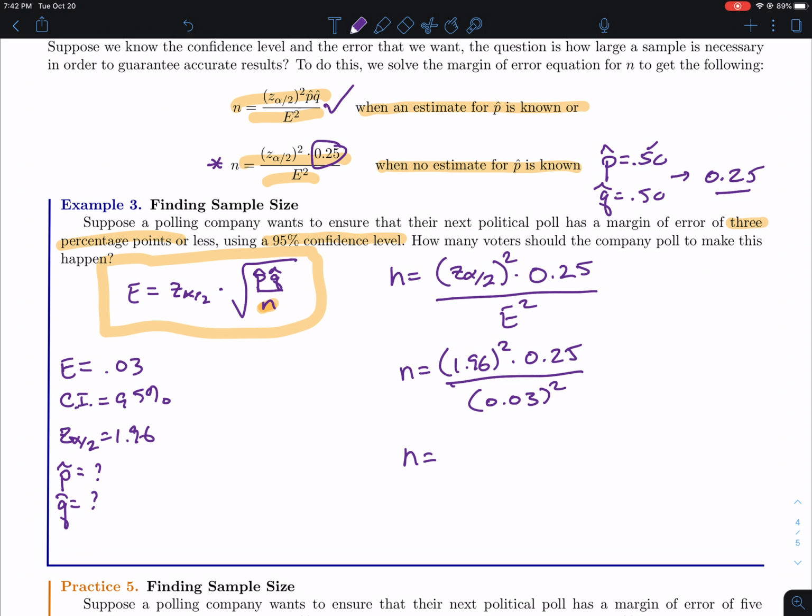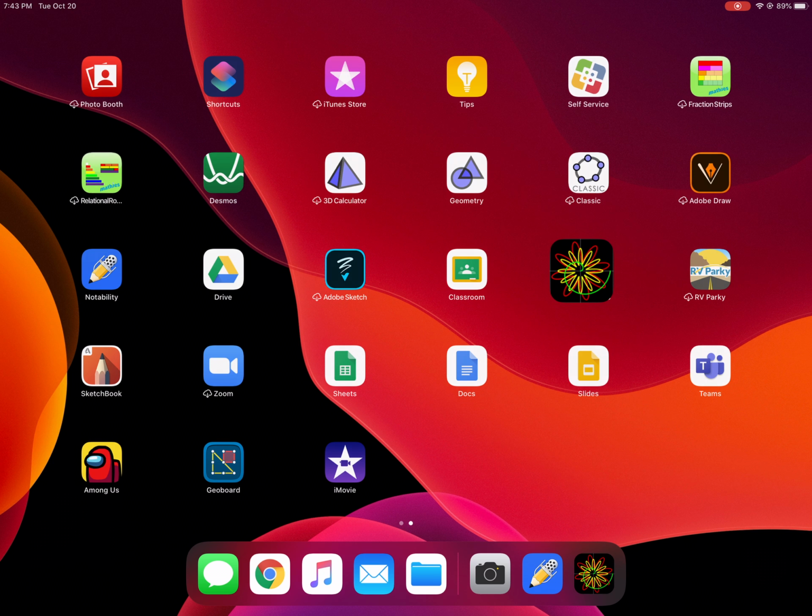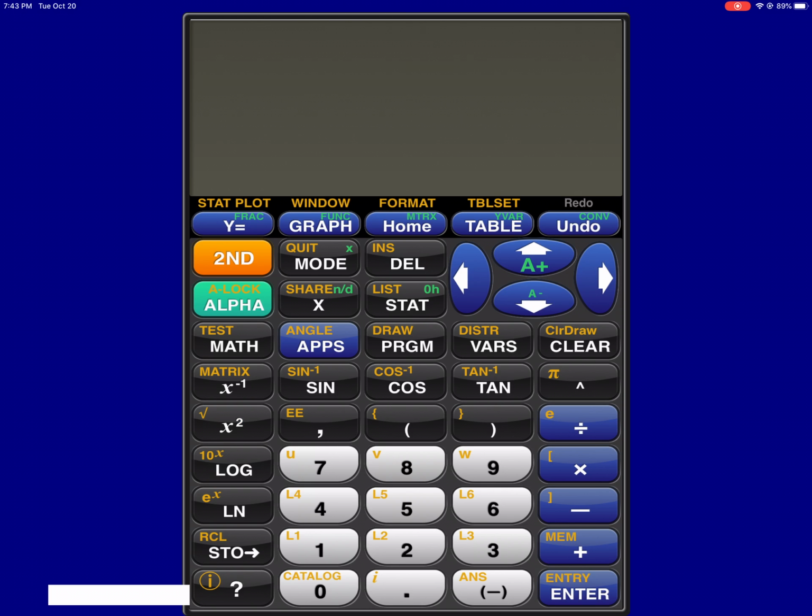All right, so let's plug this in and see what we get. So 1.96 squared times 0.25, and then divided by, in parentheses, 0.03 in parentheses squared. So in this case, it looks like we'd have to sample 1,024 people in order to get the margin of error that we were interested in.